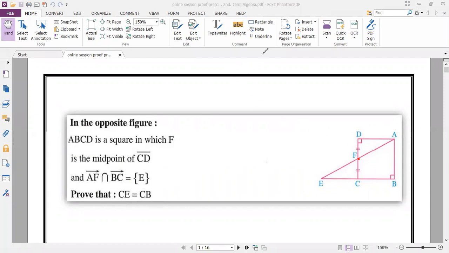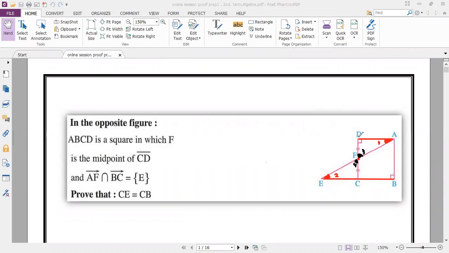You know that each two opposite sides in the square are parallel. So AD is parallel to BE. Because they are parallel, let's call this angle 1 and this angle 2. They are equal because they are alternate angles. And we can call these angle 3 and angle 4. They are equal because they are vertically opposite angles.